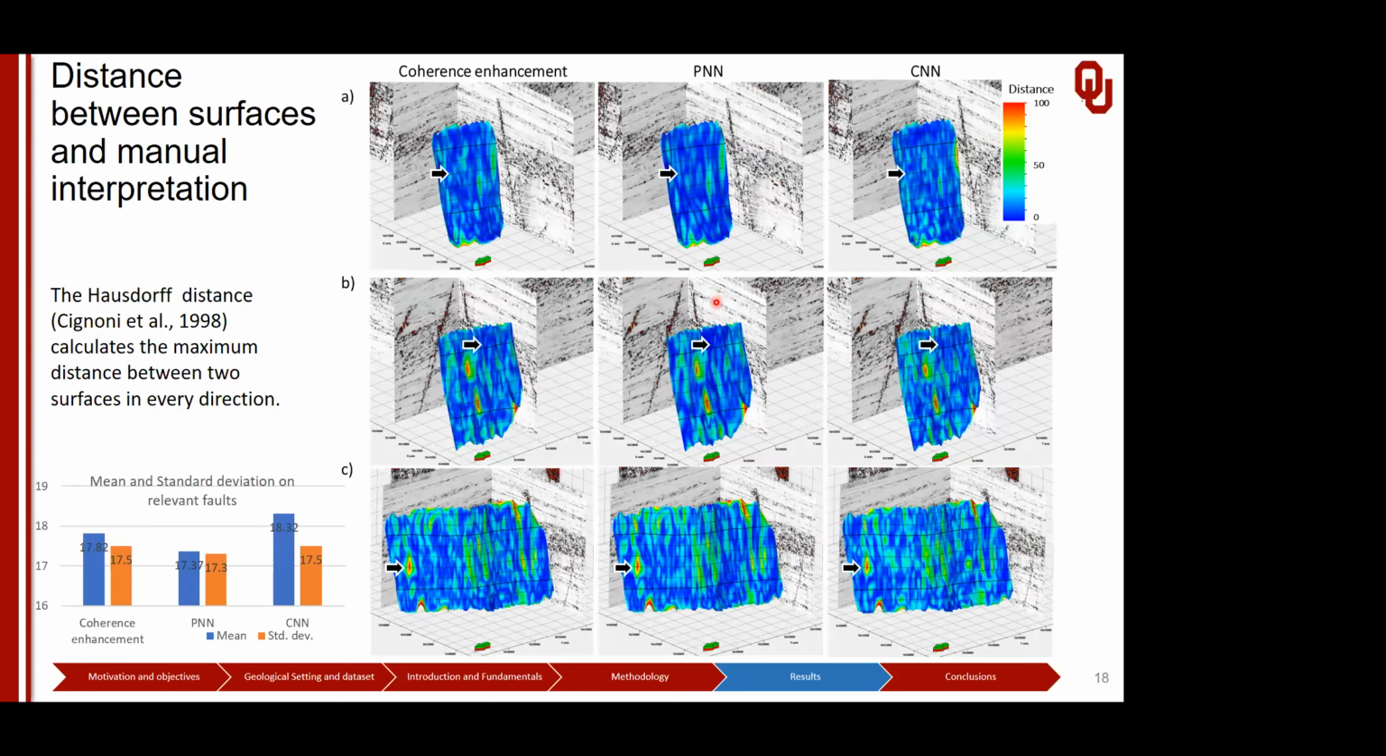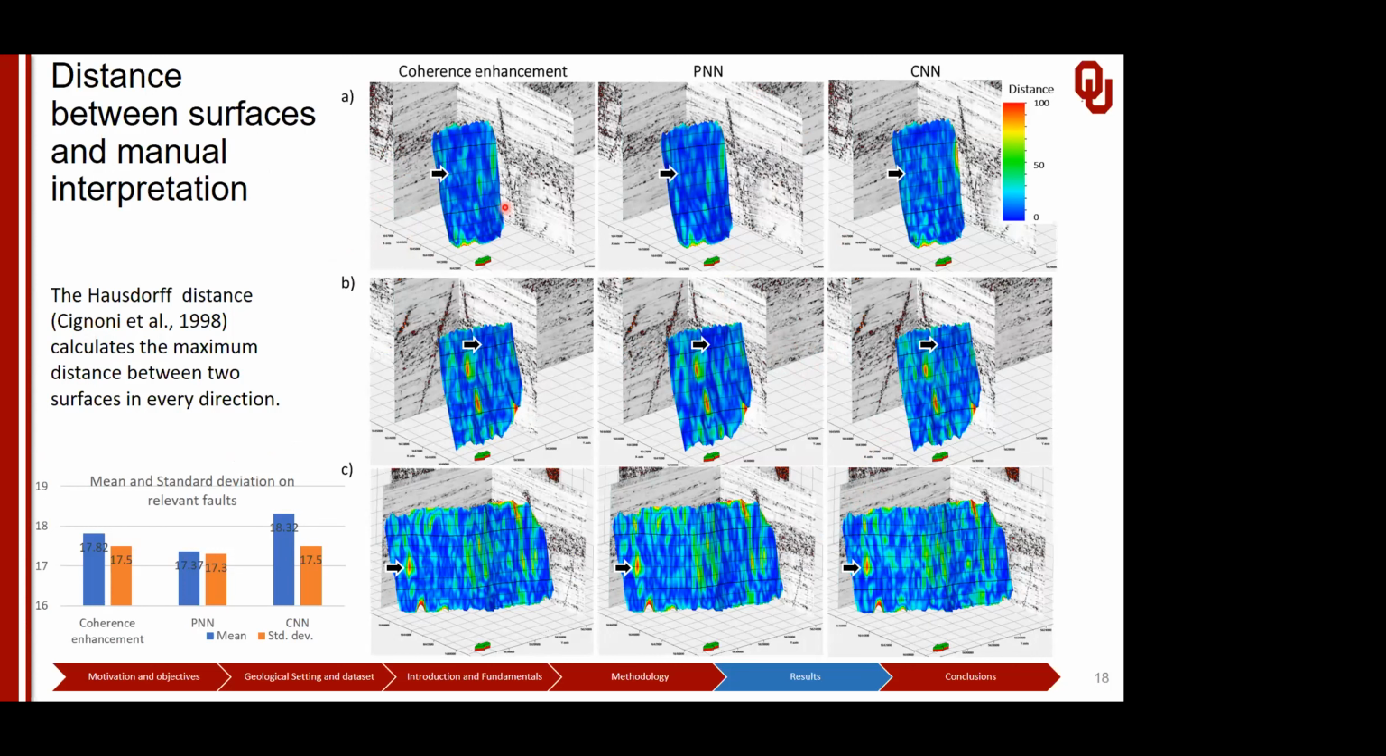This is the Hausdorff distance. It's a common method to measure distance between 3D surfaces. Since we are comparing these methods, I am using an additional tool to see the difference between the methods and the ground truth, which is the manually mapped fault. I measured the distance between the extracted surfaces and the manual interpretation as an additional way to see the differences.